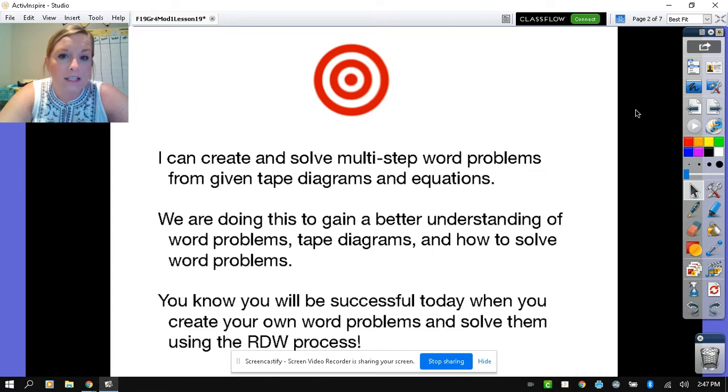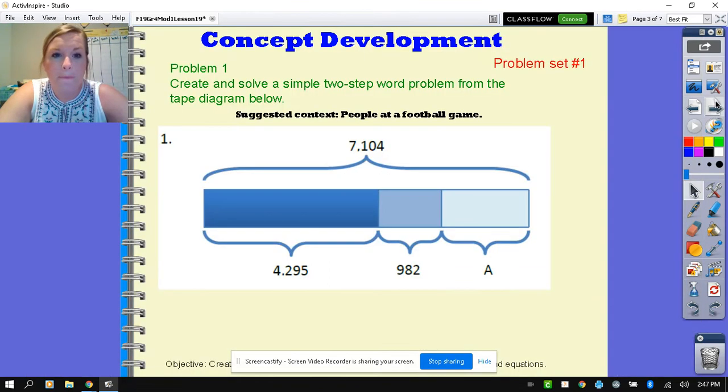We're going to create and solve multi-step word problems from given tape diagrams and equations. We're going to do this to gain a better understanding of word problems, tape diagrams, and how to solve word problems. Today, you're going to know you're successful when you create your own word problems and solve them using the RDW, the read, draw, write process. So let's go ahead and get started. As I said, it's a little different today because you're going to be the one solving your own word problem. You're going to create a word problem based off of either the numbers or the tape diagrams that they give us. So the tape diagrams are made, but we have to kind of look and decide what this looks like.